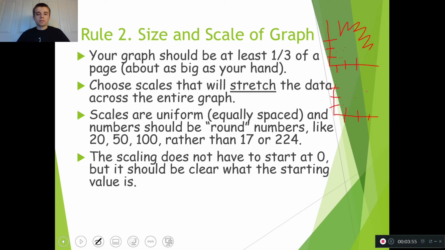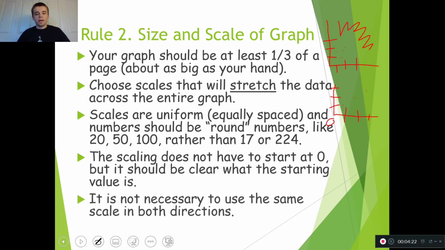Your scaling doesn't have to start at 0. Oftentimes people will tell you that they like you to make this point right here 0. Well, you don't have to do that. If your data, say maybe in the x direction, only go from 100 to 500, you could start your scale at 100 and go to 500. Just make sure that you make note of it and tell us, hey, it's starting at 100 instead of 0. Make sure to draw attention to that so that we don't assume that your graph is starting at 0.